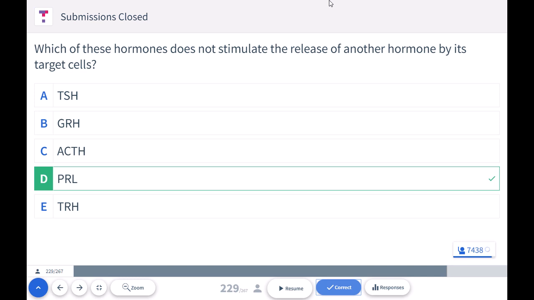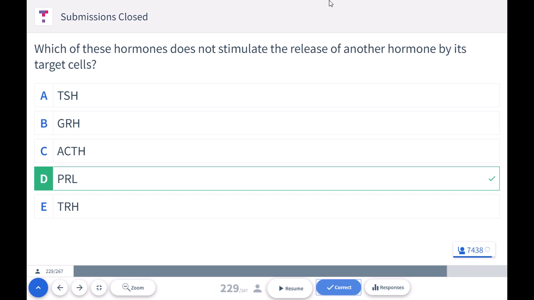If prolactin doesn't stimulate the release of another hormone, how come oxytocin and prolactin have such a similar function? Oxytocin and prolactin are oftentimes interrelated. If a woman is pregnant, not only does she have increasing concentrations of prolactin in her body, she's also going to have slightly increasing concentrations of oxytocin, particularly right at the end during labor and delivery. But they have separate control mechanisms from each other.